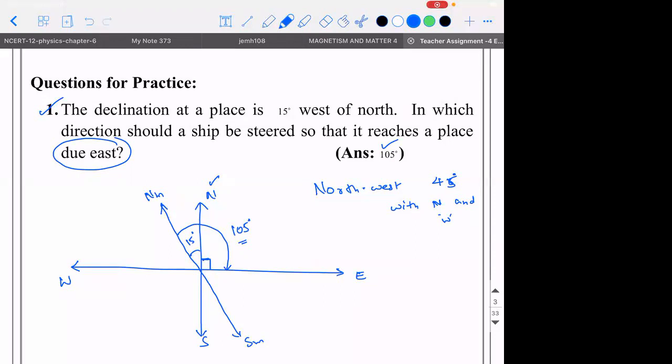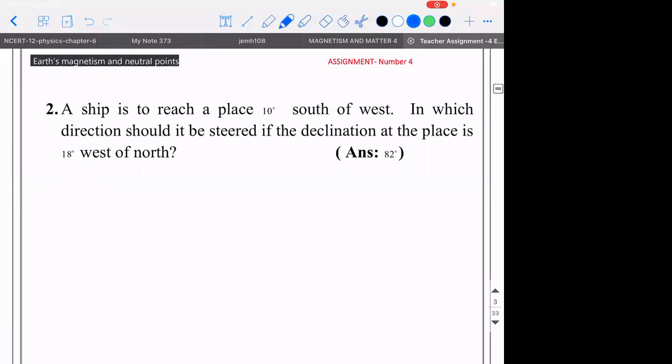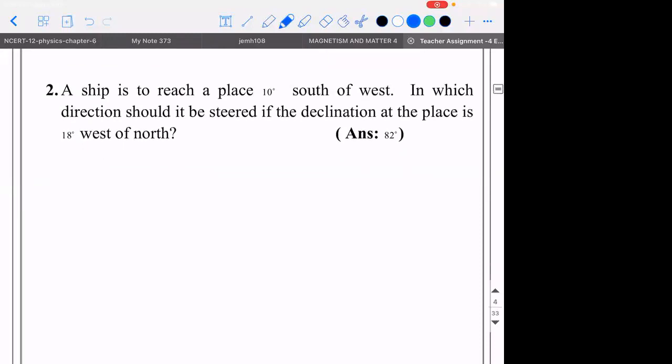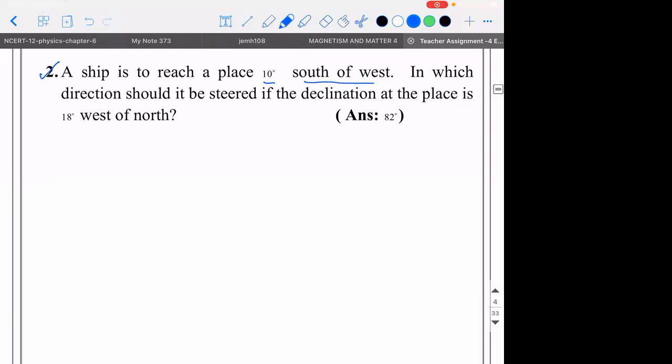Okay, with the same knowledge, I want you to try the second problem. A ship is to reach a place 10 degrees south of west. Draw the diagram. 10 degrees south of west means from south towards west, in which direction? Clockwise or anti-clockwise? Clockwise, sir. Very good. So clockwise.